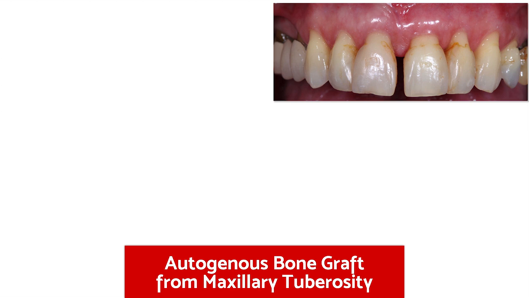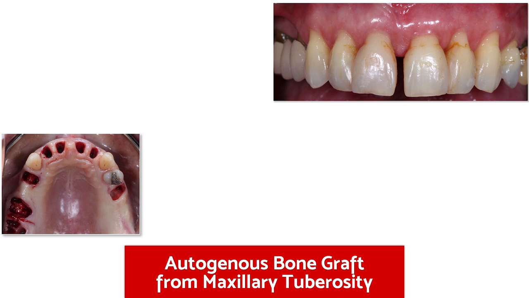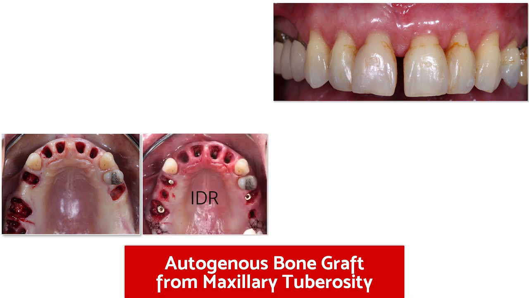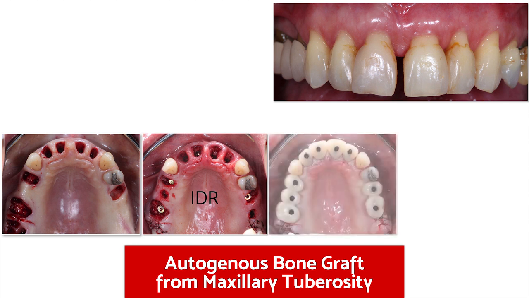Here, another example of using autogenous bone from the tuberosity. Here we have a periodontally compromised patient, with many teeth to be extracted. We extract these teeth and apply minimally invasive procedures. We apply the IDR technique. We restore all the sockets one by one using bone from the tuberosity. And in the edentulous site, we apply a flapless procedure. And we install the implants and make the provisional restoration immediately.